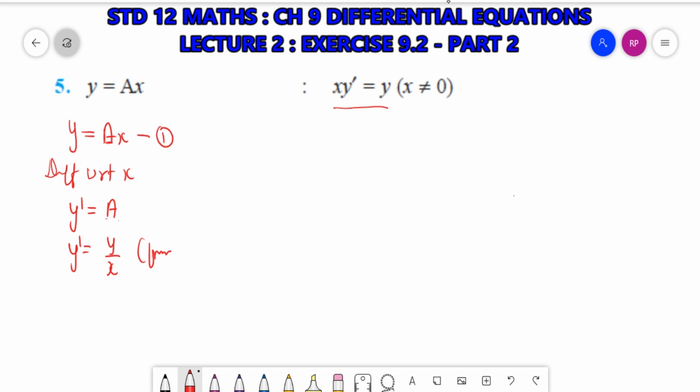This is from 1. So what does this mean? x y dash equal to y. Okay, so this was about question number 5. Just note it down.